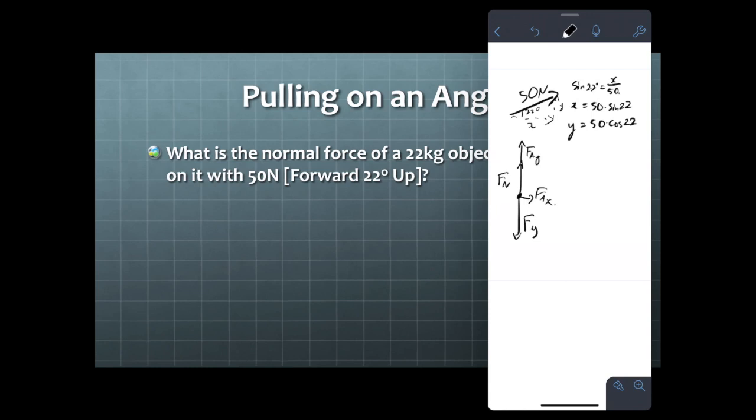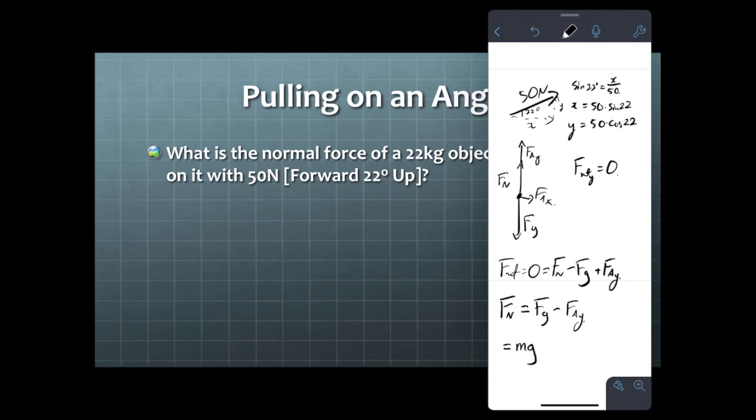Here, assuming the object is not moving up or down, we can state that the net force is equal to 0 in the y direction. In that case, if our F net is equal to 0, we have our normal force pulling up, and our force of gravity pulling down like we had before. However, now we have the y component of our applied force helping the normal force pull it up. In that case, the normal force, or the apparent weight, is equal to the force of gravity minus the y component of the applied force.